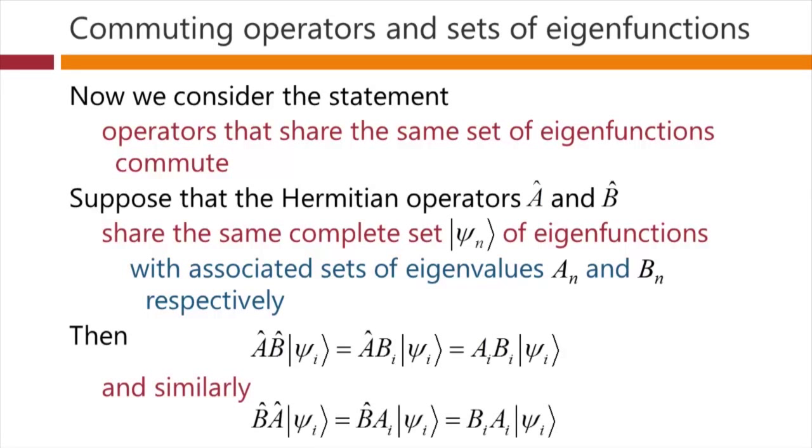And similarly, we can do this argument the other way around. B after A operating on psi I is the same thing as B operating on the number ai times psi I. Of course, it doesn't matter what order we put the numbers in. And B operating on some number times psi I, because psi I is an eigenvector of B, just gives us bi times that same vector.